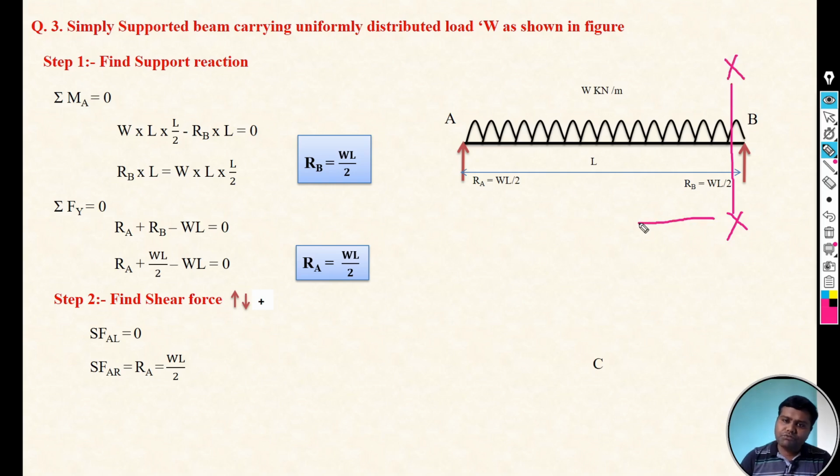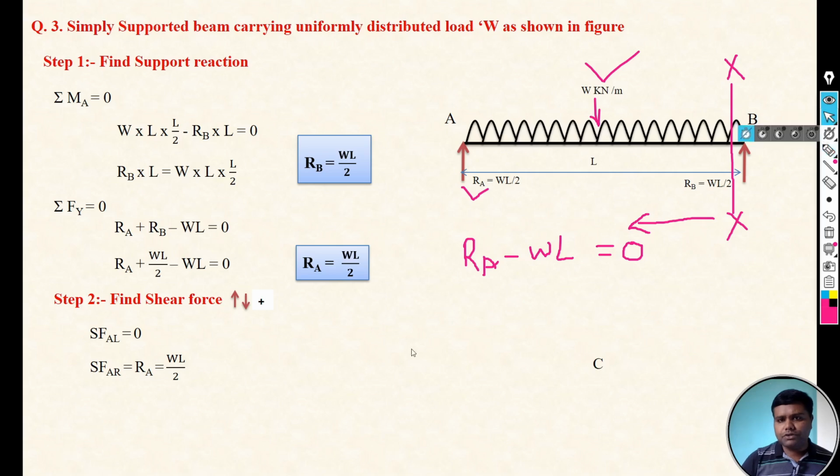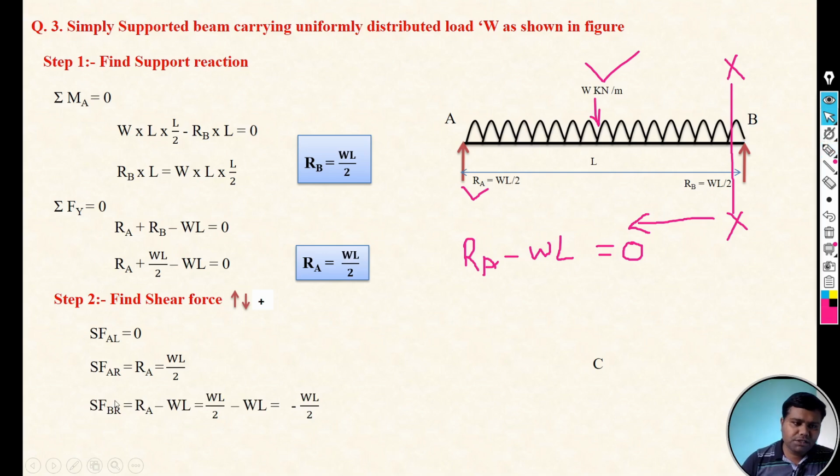Okay, and if you focus on the left of that particular section, there are two forces, that is Ra and UDL. So Ra is upward, so we can take it positive, but W is downward, meaning UDL is downward, but we have already converted that W into a point load, that is WL. So we will see shear force B left.